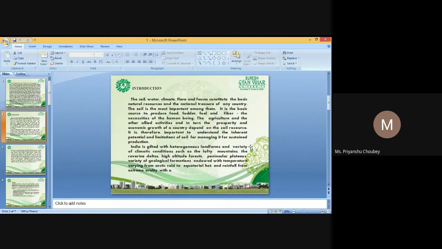Introduction about the agro-ecological zones. So the soil, water, climate, flora and fauna constitute the basic natural resources and the nature's treasures of any country. The soil is the most important among them. It is the basic source to produce the food, fodder, fuel, and fiber, the necessities of the human being, the agriculture and other allied activities, and in turn the prosperity and economic growth of the country depends on the soil resources.